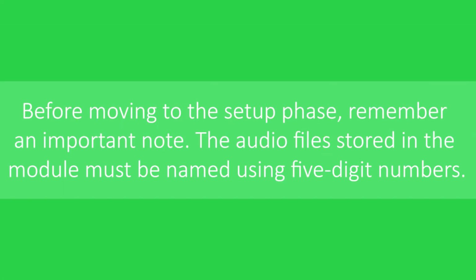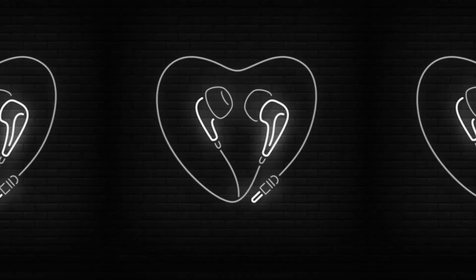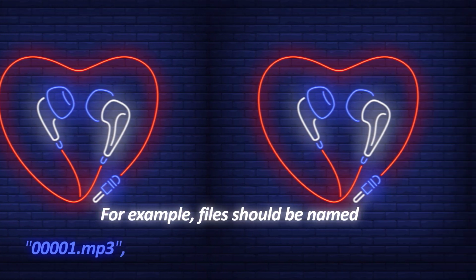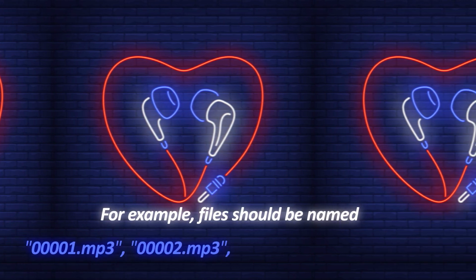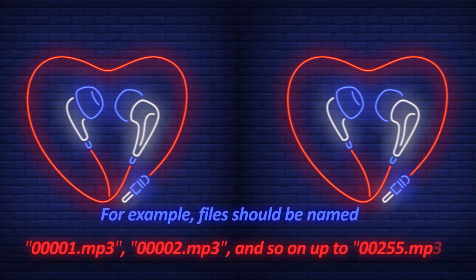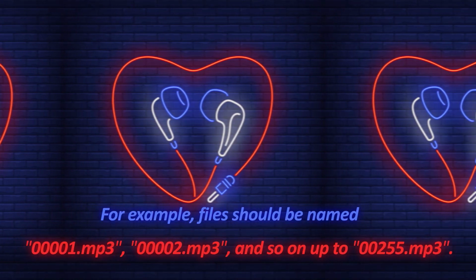Before moving to the setup phase, remember an important note. The audio files stored in the module must be named using 5-digit numbers. For example, files should be named 00001.mp3, 00002.mp3, and so on up to 00255.mp3. Now let us move to the setup phase.